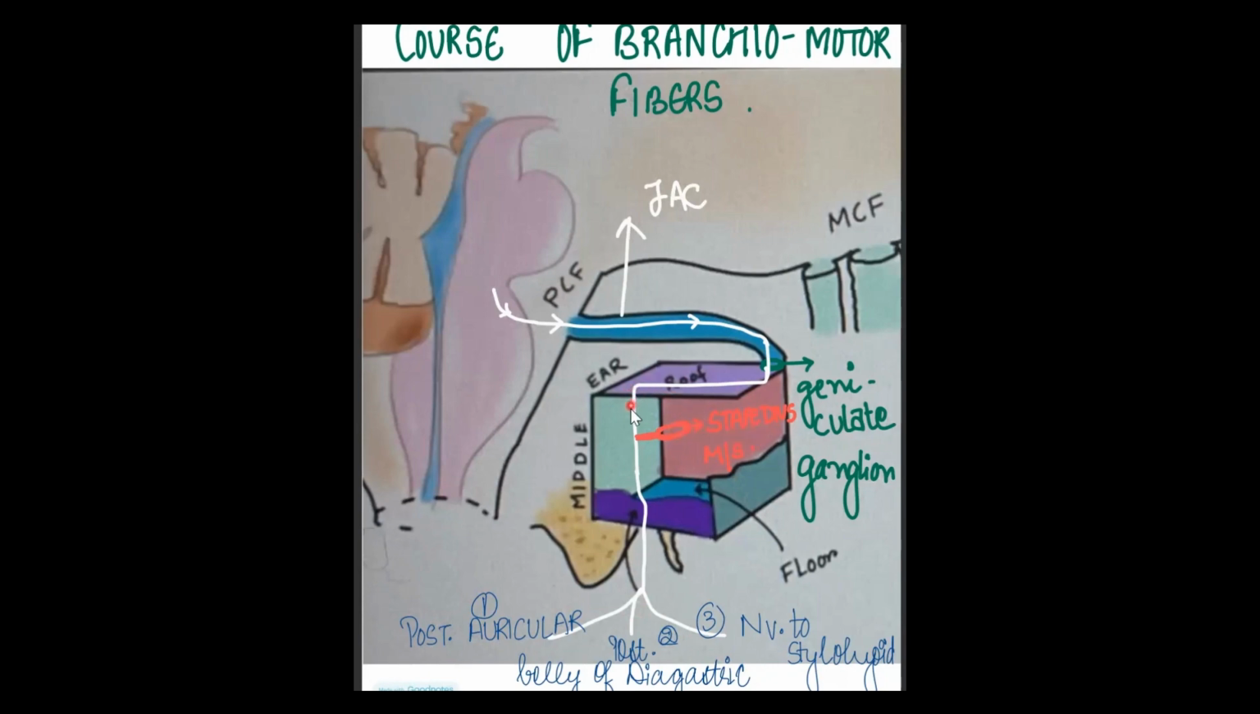So when the facial nerve comes towards the posterior wall of the middle ear, it supplies the stapedius muscle. So this branch is known as the nerve to stapedius muscle. And posteriorly, when it comes out through the stylomastoid foramen, it gives off its branches like the posterior auricular, the nerve to the posterior belly of digastric, and the nerve to the stylohyoid.